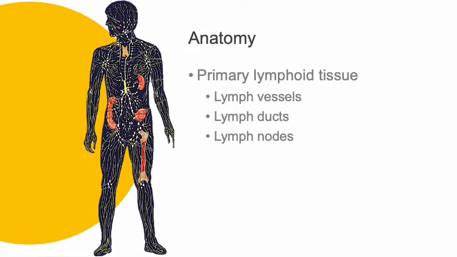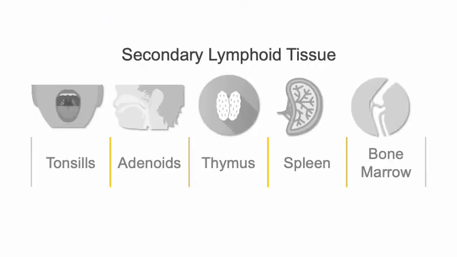Once this fluid passes out of the lymph nodes, it travels to the larger vessels and eventually the lymph ducts, which converge in the thoracic duct at the base of the neck. The thoracic duct returns lymph fluid into the bloodstream. The secondary lymphoid tissue, on the other hand, consists of tonsils, adenoids, thymus, spleen, and bone marrow. The spleen happens to be the largest lymphoid tissue of the body.